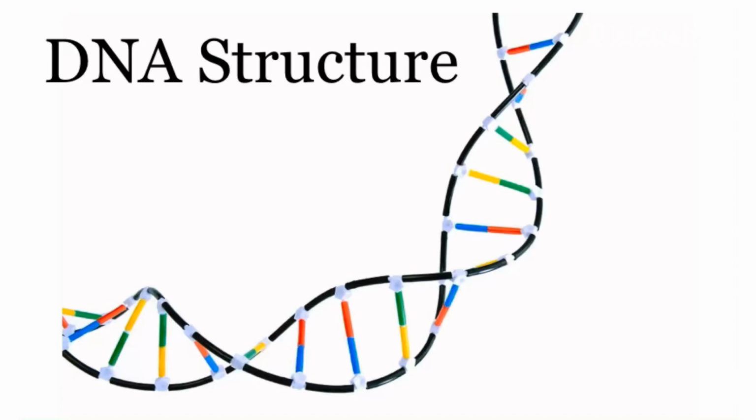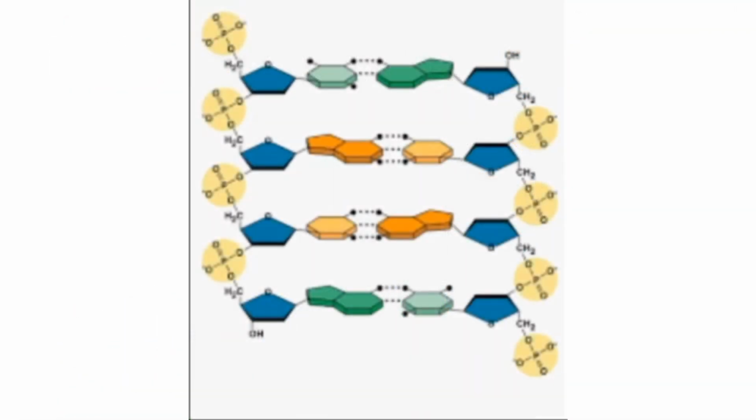Today, we are going to review the structure of DNA. DNA is the master copy of our genetic information that holds the code for making proteins. The monomers for DNA are called nucleotides.